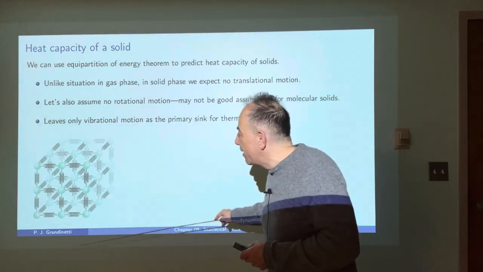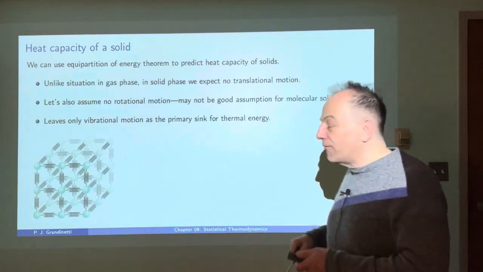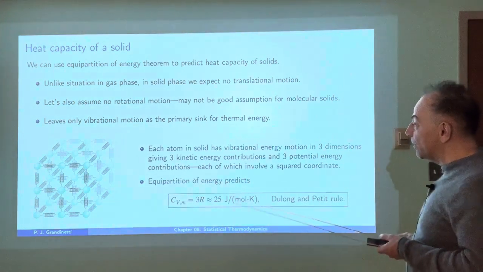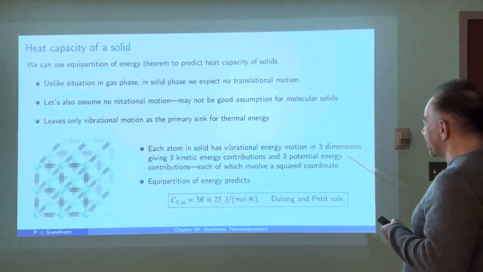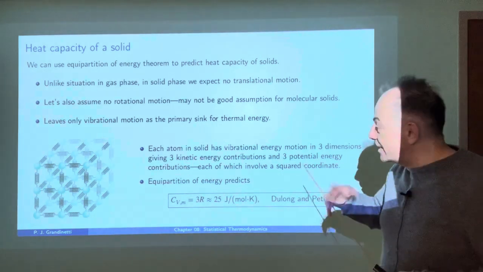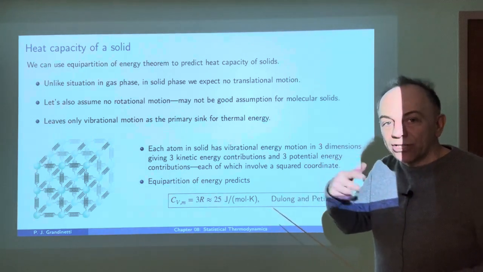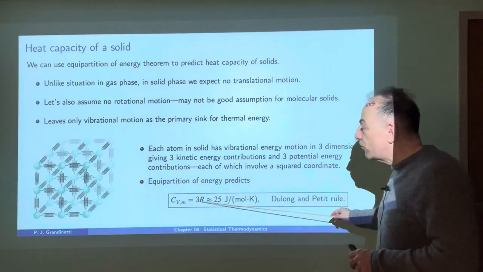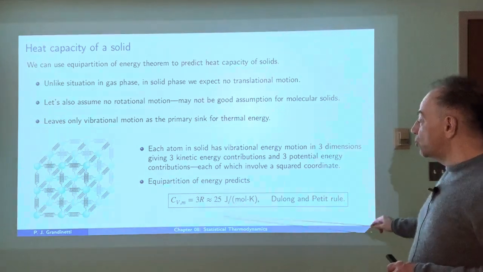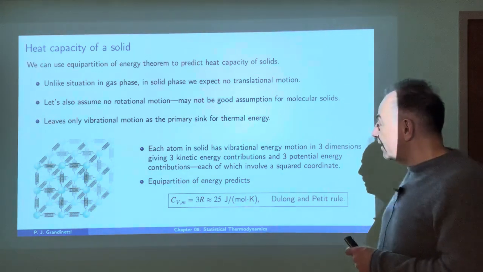If we think about the solid as just a bunch of atoms connected by springs, all undergoing vibrational motion, we would apply the equipartition theorem and predict that since there are 3 dimensions, there are 3 kinetic energy contributions and 3 potential energy contributions. That would give us a total of 6/2, or m equals 6, or 6/2 times R, or 3R for the prediction for the heat capacity of a solid. That gives us a value of 25 joules per mole Kelvin, which is called the Dulong and Petit rule for the heat capacity of solids.